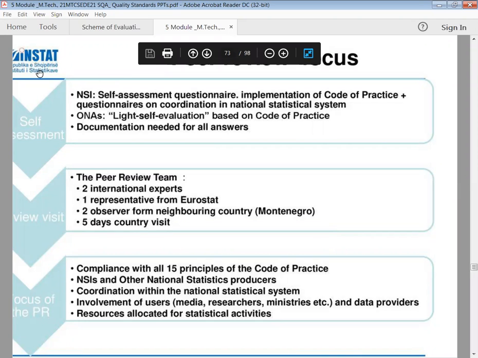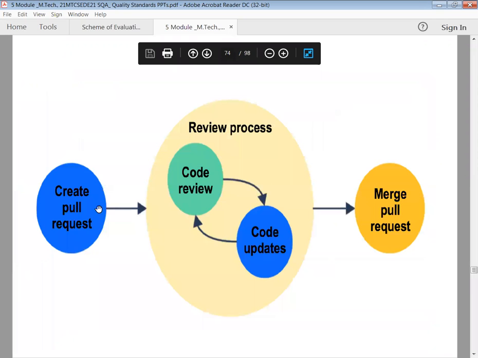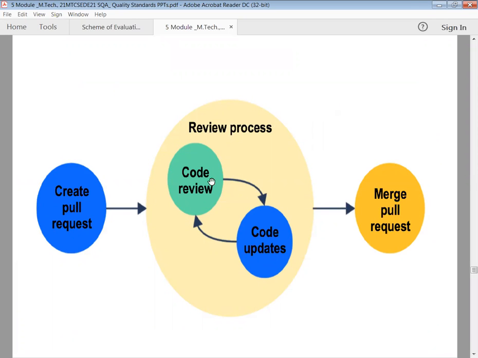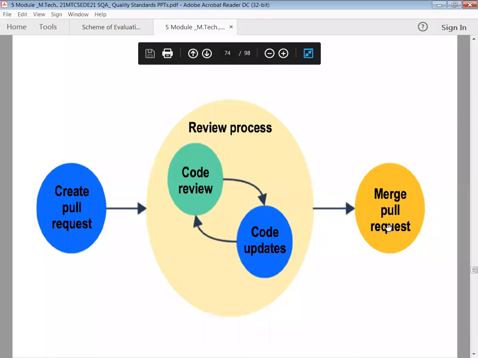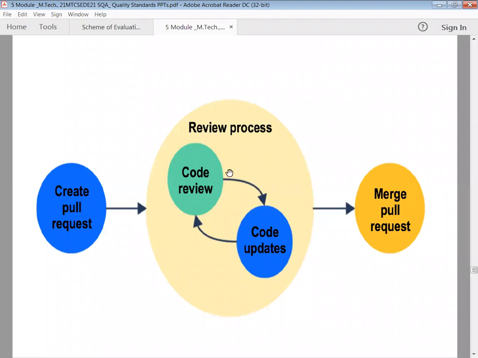Here is an example of how the peer review process is performed in a public organization. If you take the overall view of the peer review process, you create the pull request. Then the code review will be done, and the code updates will be made according to the review. Once the review process is over, they merge the pull request. They will do the peer review for each and every module or component of your system. After reviewing, the updates will be done, and it again goes back to the review process.